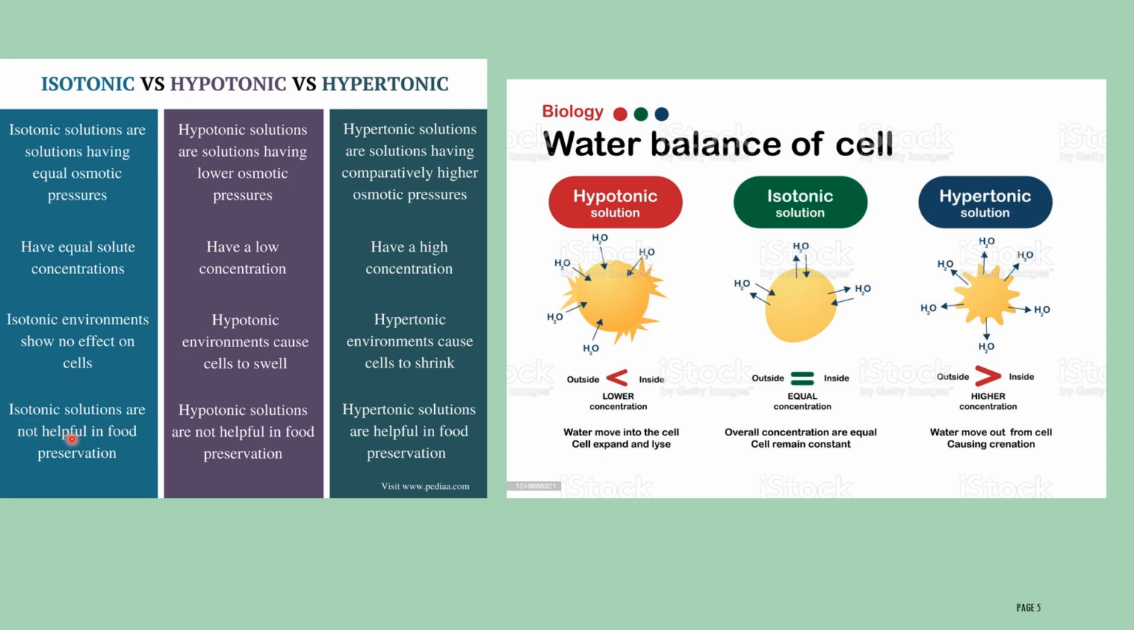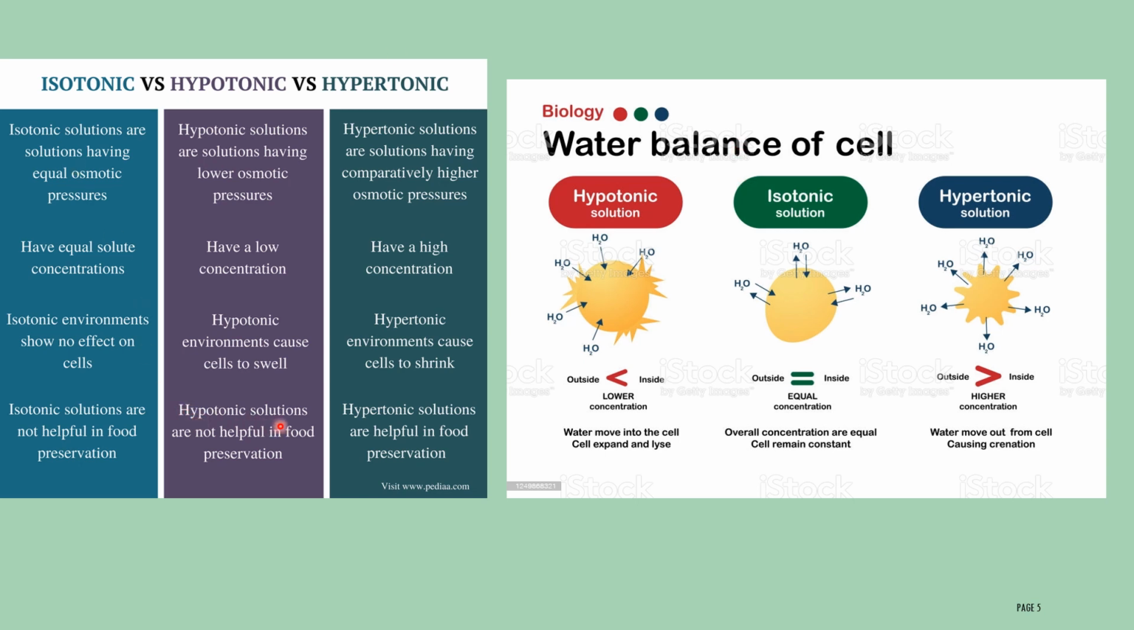Isotonic solutions are not helpful in food preservation. In an isotonic solution, it is not helpful in food preservation because you can see the circulation of water takes place in isotonic. If water is present in the food, then it will help the microorganisms to grow. Then it will help the bacteria to grow. Therefore, this condition is not good.